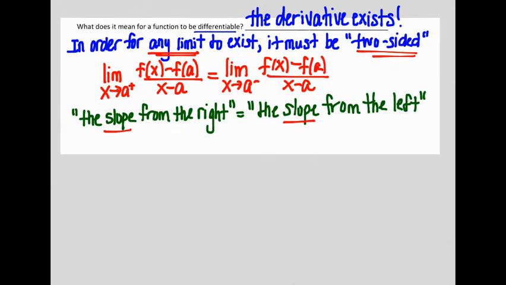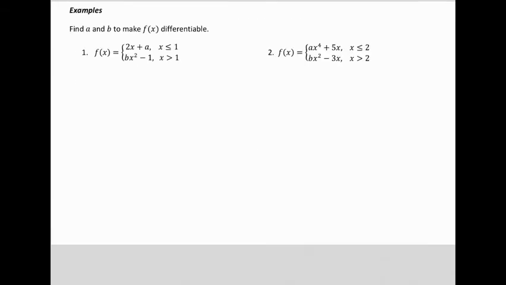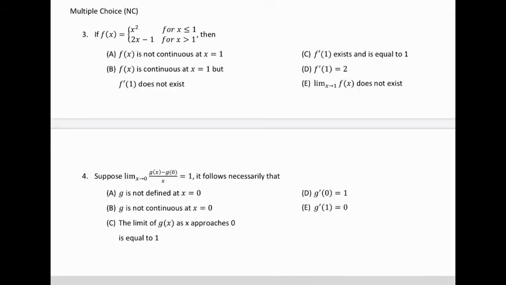All right, I'm going to go a little bit out of order for this lesson. I want to jump to the back page, starting with multiple choice number 4. So take a second, turn to number 4.